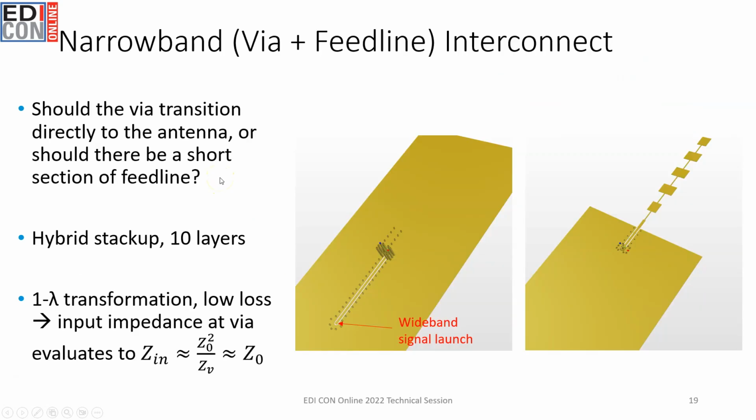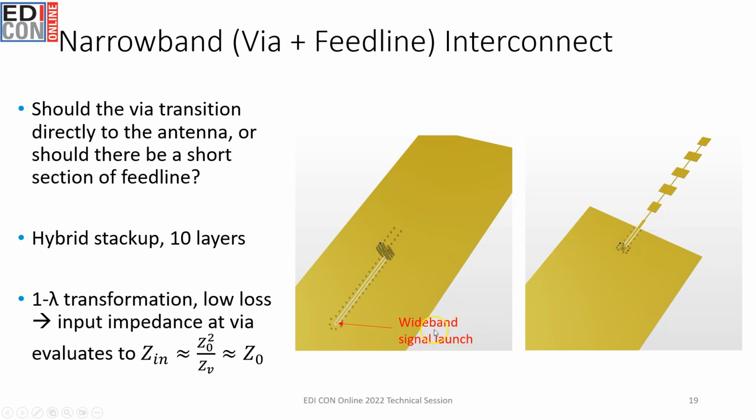Now, one thing that we could do is, of course, just say, forget about trying to do broadband, we're just going to go narrowband. So in this case, there are some tricks that you can use to get a narrowband via plus feed line design to then get very high power to then transmit through this structure and then into the component or element that you want to use.